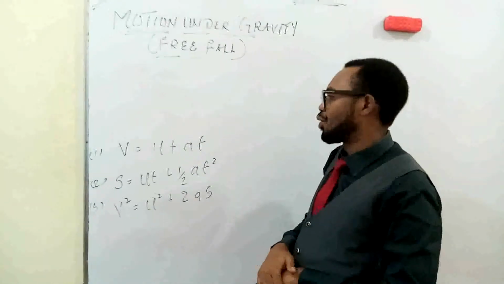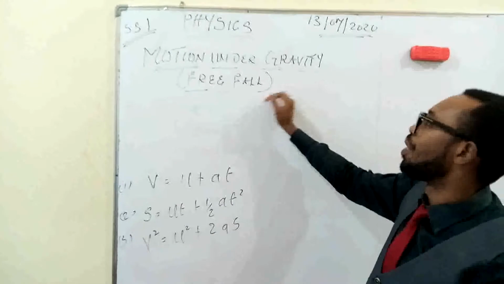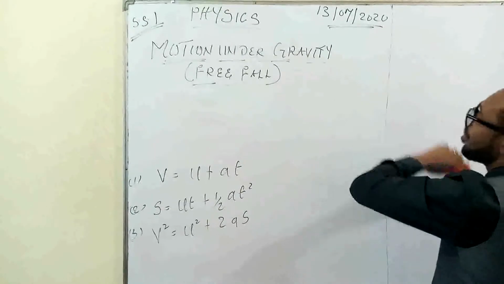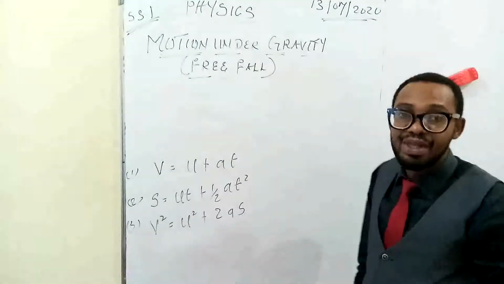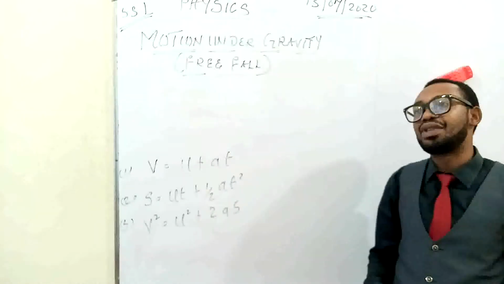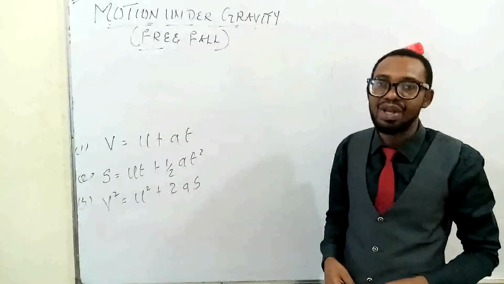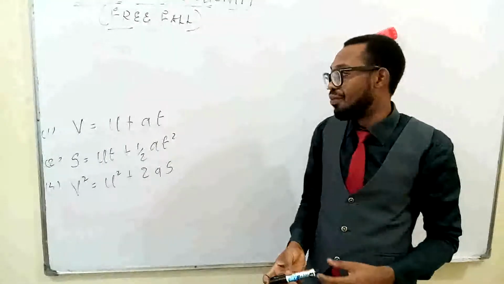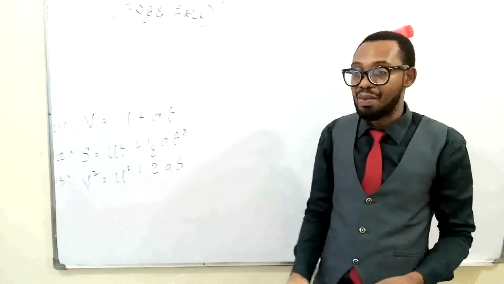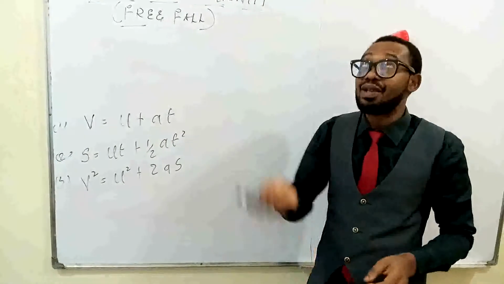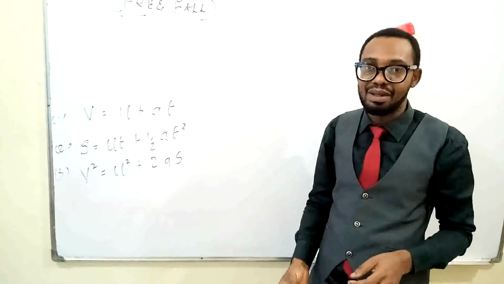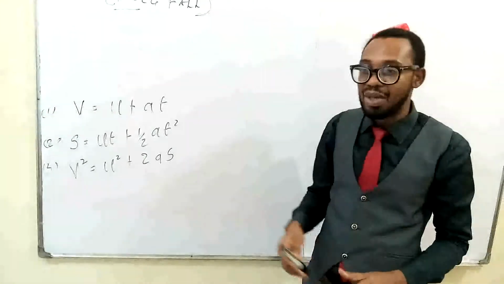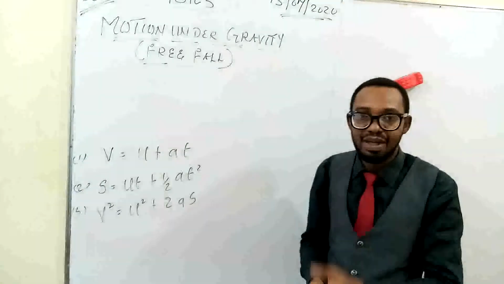But today we are going to be looking at what is on the board: motion under gravity, that is free fall. When we consider motion under gravity, the first thing that should come to your mind is the gravitational pull on the Earth's surface for every object that is thrown up, just like what I'm doing now. If I throw this marker up, it gets to a particular point in the air and then starts retarding. In other words, any object that is thrown up will certainly come down.